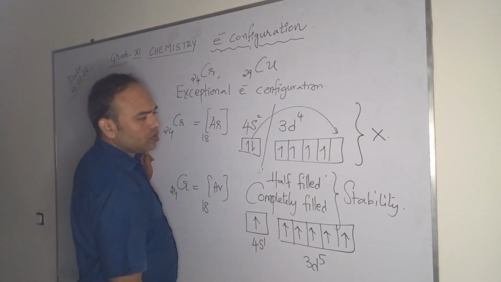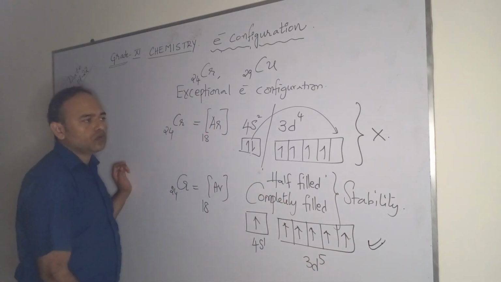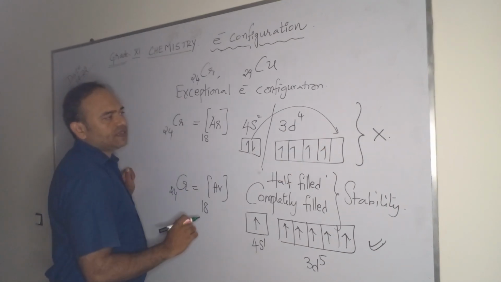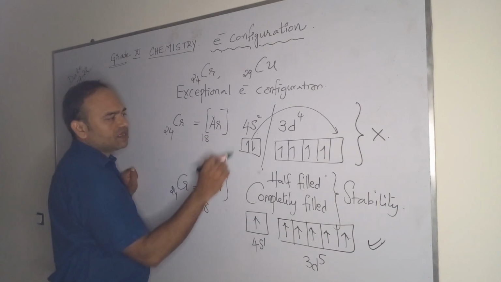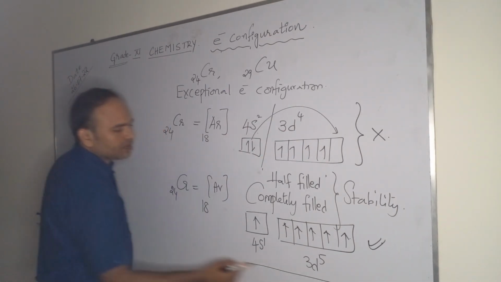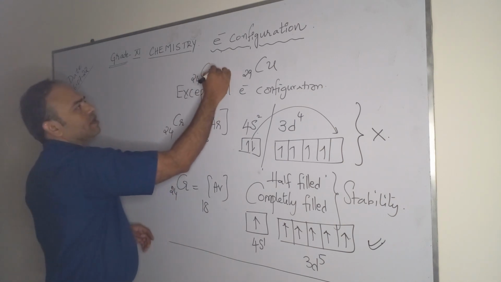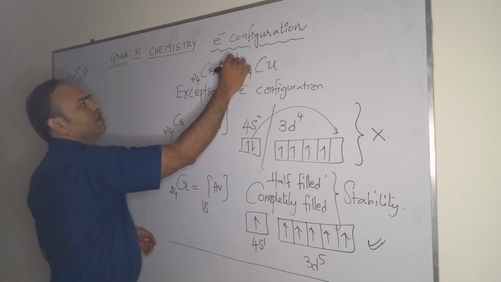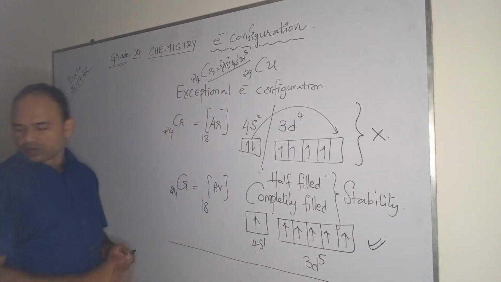So I have written the exceptional electronic configuration, instead of following the actual rule, that you have to fill in the increasing order of energy. But 3d energy is less than this, but still one electron is being excited here. Hope you have understood this. So for chromium, I will write it as argon in square bracket 4s1 3d5.